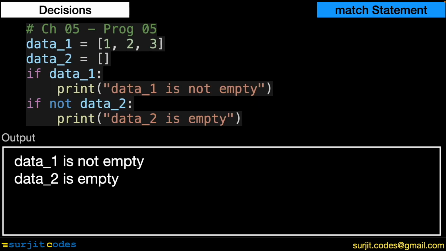A list variable is false if it is empty. It is true if some items are present in it. For this program, data 1 is true, but data 2 is false, so not data 2 is true. Therefore, if list can be used to know if the list is empty or not. Both data 1 and not data 2 are true, so we get prints in both the cases.